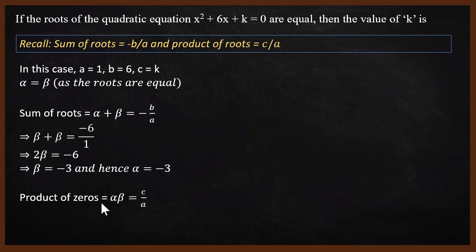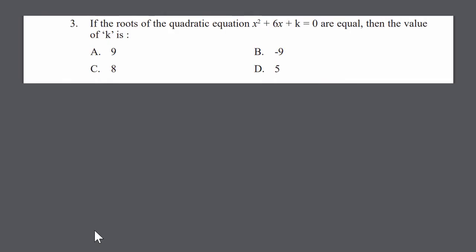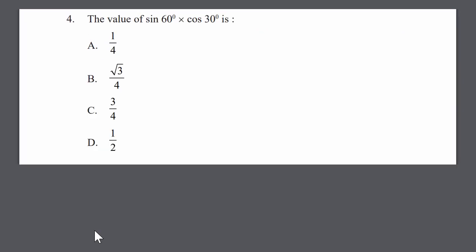The product of zeros is given by alpha beta, and that is c by a. Alpha beta is minus 3 into minus 3, which is 9. And c by a is k by 1. In other words, k equals 9. So which option is 9 here? That is A. All right, so we did the third question. Let's go to the fourth one.